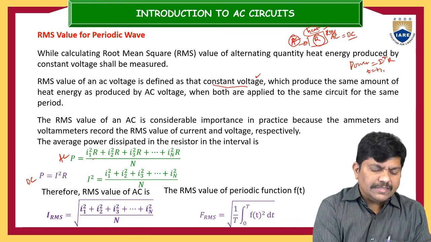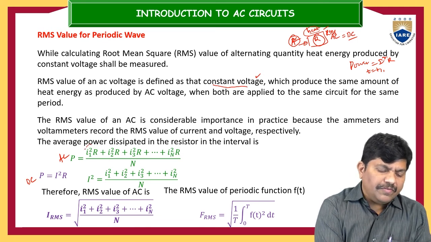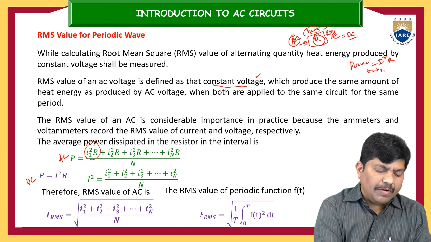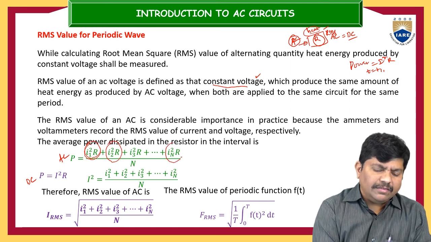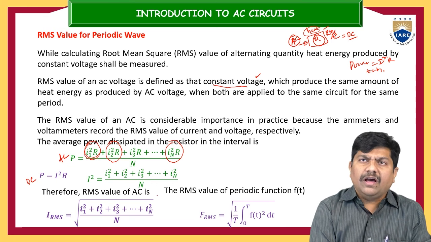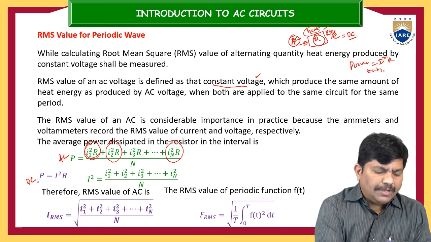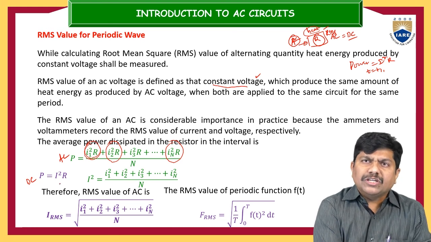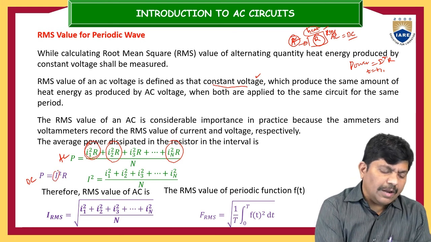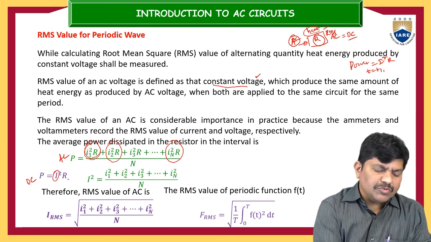So the total power is nothing but I1 square R plus I2 square R plus so on up to IN square R. Power loss by the first quantity is I1 square R. Power loss at the second instant is I2 square R. Like this, power loss at the nth instant is IN square R, divided by the total number, which is N. Whatever the DC power is, generally DC values are represented with capital letters. So P is equal to I square R.